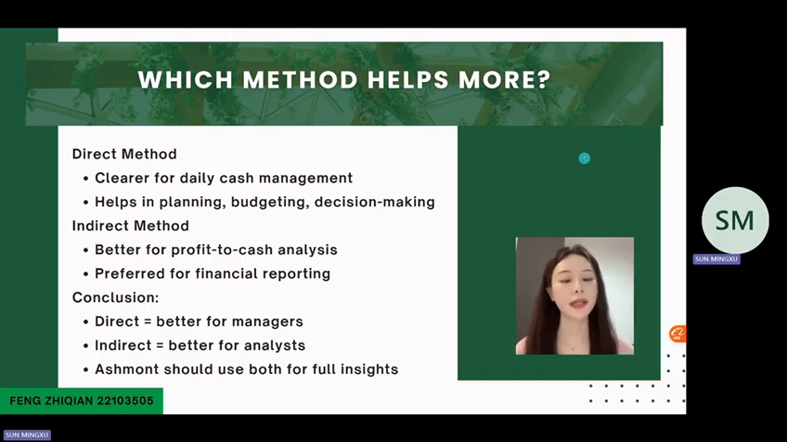In conclusion, the direct method supports daily cash control, while the indirect method supports financial analysis. Using both gives a full picture of the company's cash health.